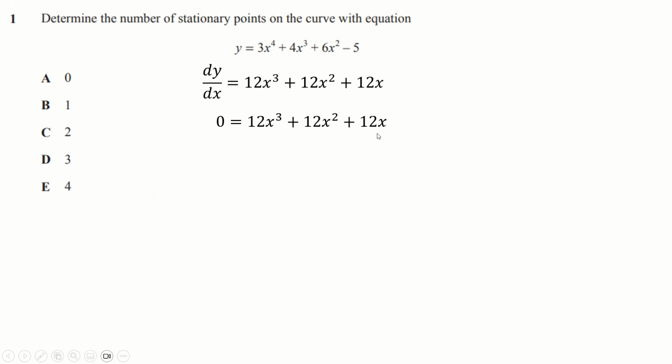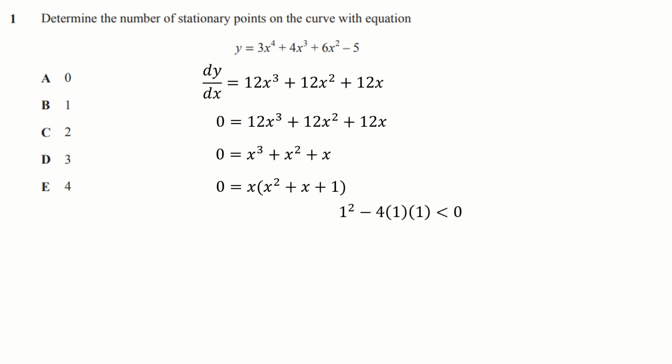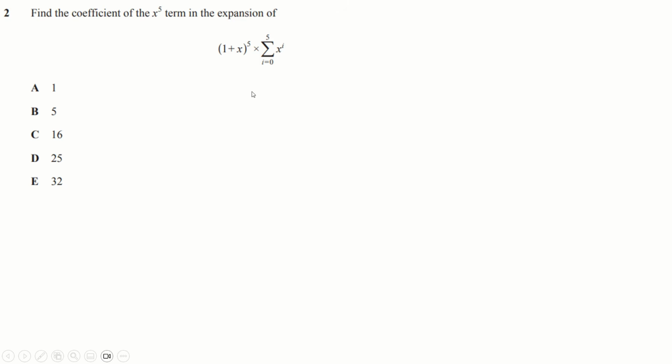We can factorize out x, and we can then say that there's one solution. If x is 0, you get a stationary point. How many solutions do you get from this quadratic? Well, b is 1, a is 1, c is 1. b squared minus 4ac is less than 0, so this has no real solutions. And so the only stationary point is that x equals 0, and there was just one of them, so the answer is B.